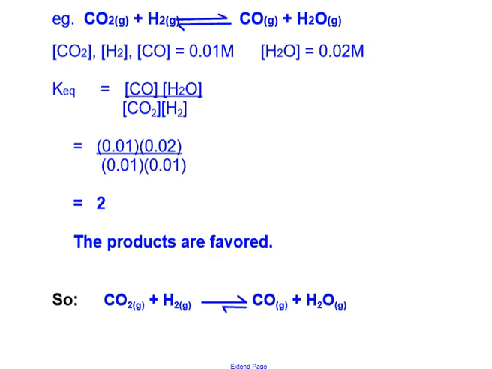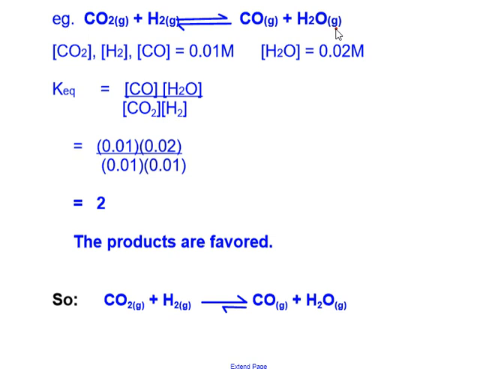In this example, with gaseous carbon dioxide reacting with hydrogen to form carbon monoxide and water, we have equilibrium concentrations calculated as given. We put the reactants on the bottom and the products on the top. So we're going to have the concentrations of carbon monoxide times that of water over carbon dioxide and hydrogen. In this case, I'm allowed to use the water because it's taking place in the gaseous form. Substituting the numbers and doing the math gives me a value of 2. This tells me that in this reaction, the products are favored.